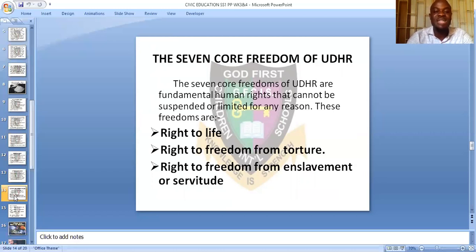Then the second one, the right to freedom from torture. Torture is an act of inflicting either punishment or revenge on people. As a result of that, we don't have the right to enforce such punishment on people. And according to the Constitution, that makes us understand that we don't have the right to do so.